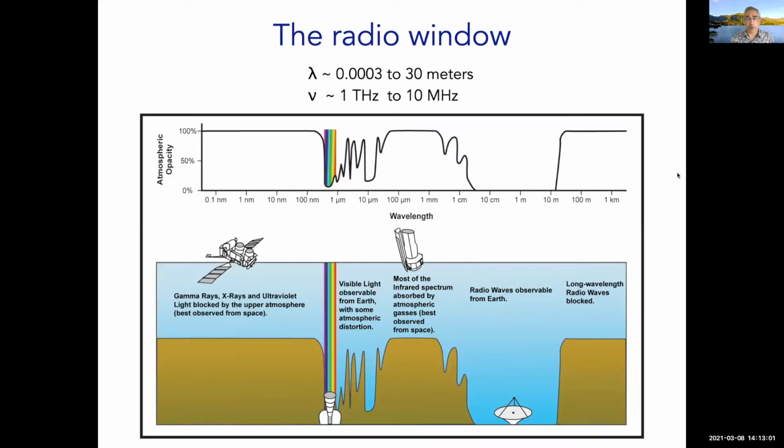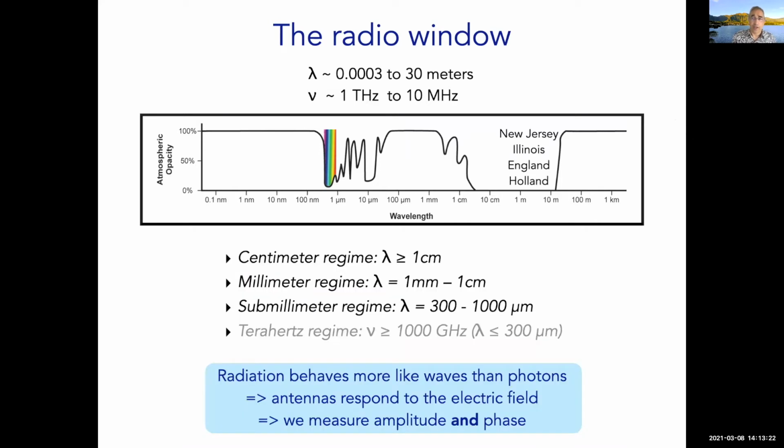The radio window ranges from a little below a millimeter to several tens of meters. The frequency range is from tens of megahertz to about a terahertz. And in this range, the sky is fairly transparent, so we can observe from the ground just as we can in the optical. It's a very large range of wavelengths, 5 decades, and so we split it up into subgroups.